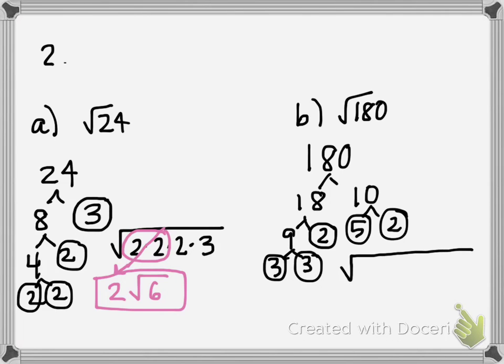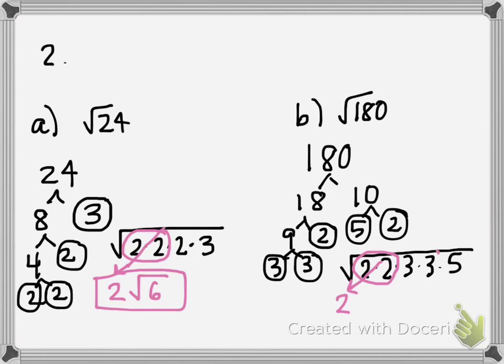So let's extend our root symbol. Rewrite 180 as, I'm going to group the pairs first, 2 times 2 times 3 times 3 times 5. So if I look at my prime factors now, every time we have a pair, we circle it, cross it out, and bring the number of the pair to the outside. Because the square root of 4 is just 2.